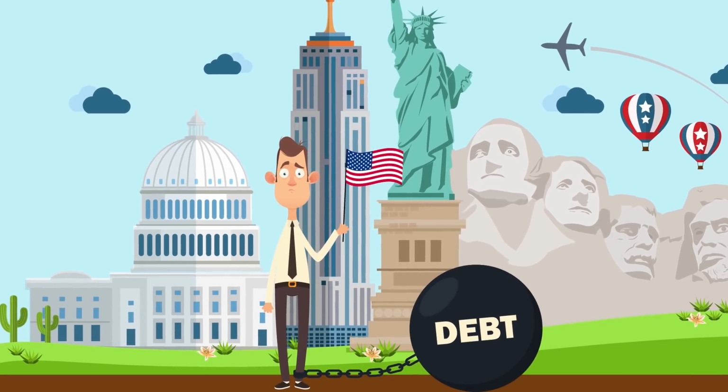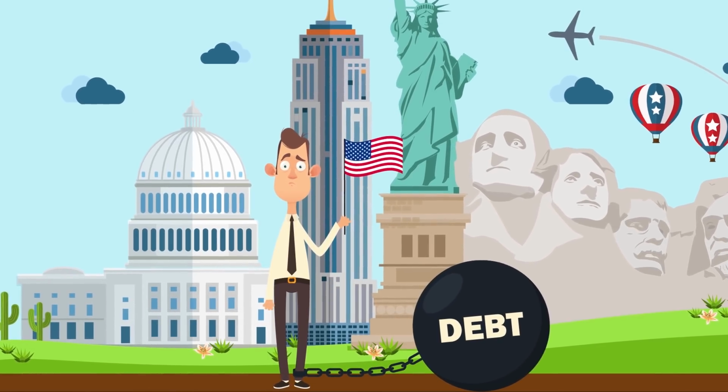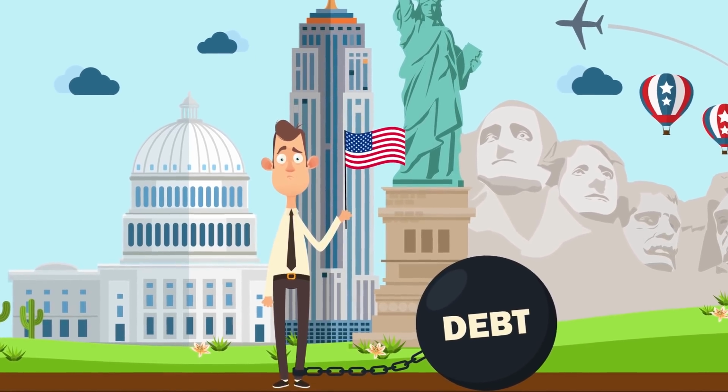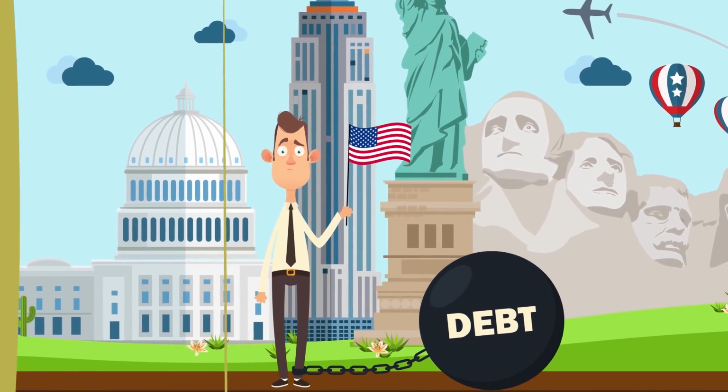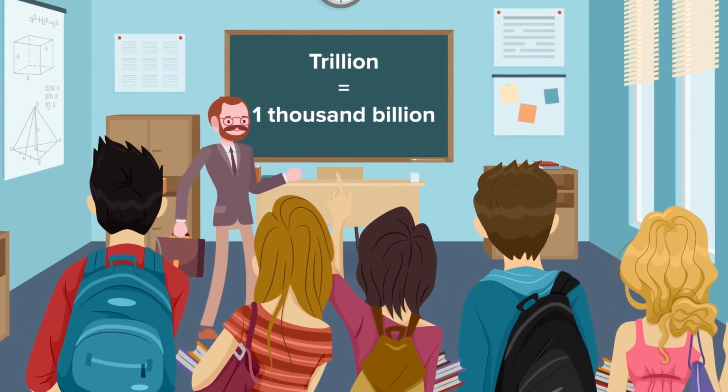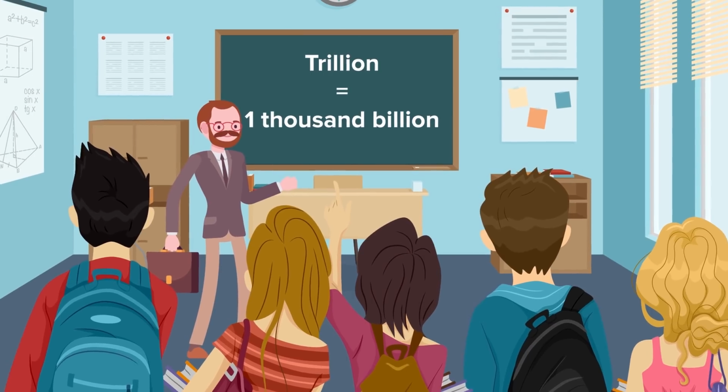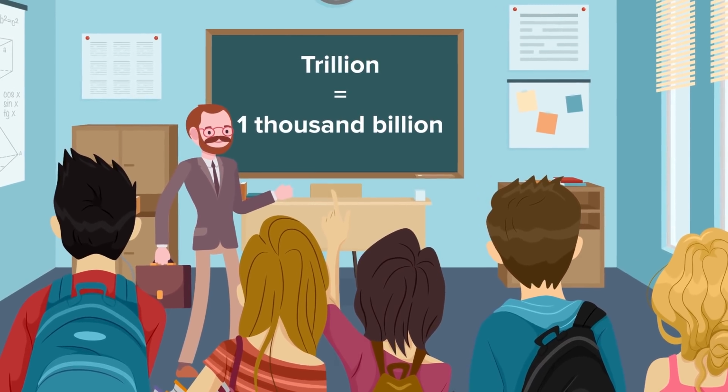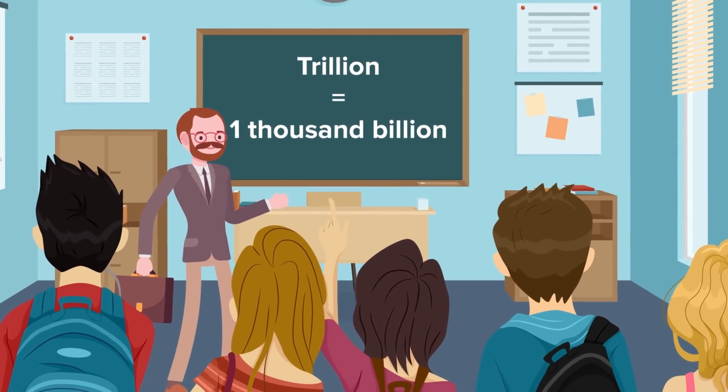The United States has more than $21 trillion in national debt. Let's try and wrap our heads around just how much money that is. Firstly, what's a trillion? A trillion is 1,000 billion, or 1 followed by 12 zeros. That's a big number, so let's break it down.